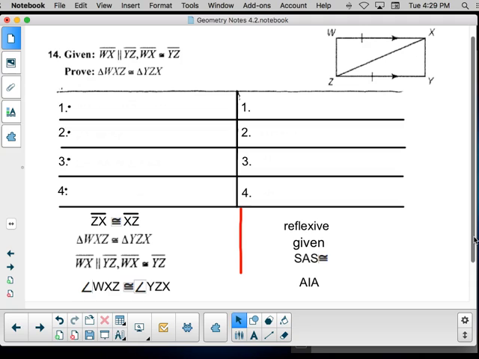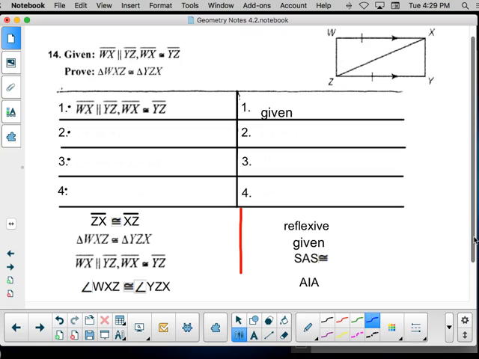Okay, welcome back. Now, remember, after you get your given down, look at your diagram and mark up what you have. I have parallel lines right there, and they're congruent. It's important to keep in mind that parallel lines are going to give me alternate interior angles. I also have reflexive. This should be reflexive. This is congruent to this, and I'm going to be able to say that the two triangles are congruent because of side angle side, after I talk about my reflexive side and my alternate interior angles.